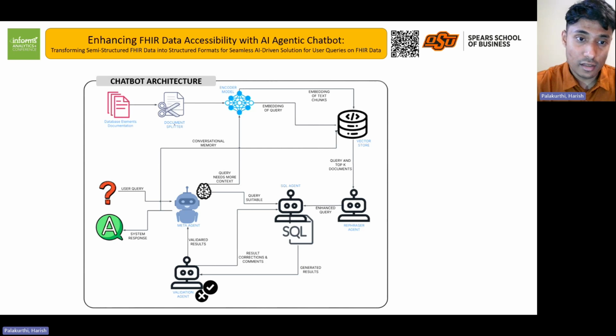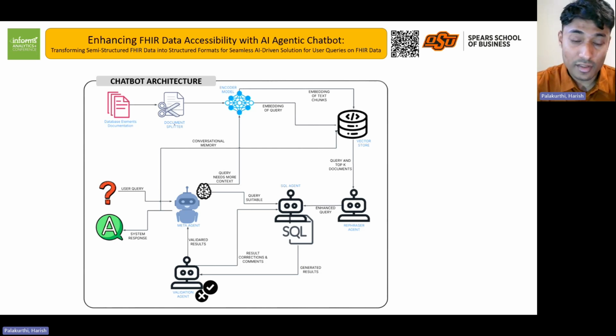The SQL agent can either get the question directly from the meta agent. If the question is clear, the meta agent will send it to the SQL agent. If the question is not clear, it will go through this pipeline and come back from the rephraser agent. Once the SQL agent gets that question, it will extract all the table information from this database and see what the relevant tables are for it to write the query. So it will get the tables, then get the table definitions to see what columns are available in that table, formulate the SQL query and get the results.